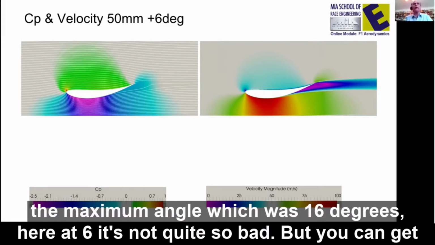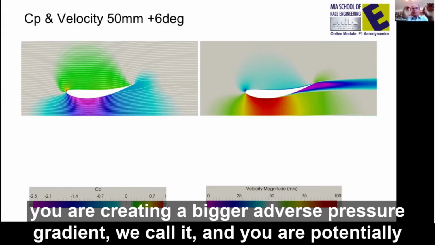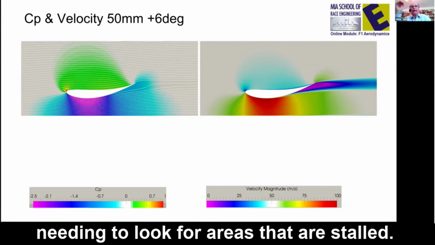Here at 6, it's not quite so bad, but you can get a feel for the concept that as you increase the angle of a wing, or bring it into ground effect, you are creating a bigger adverse pressure gradient, we call it, and you are potentially needing to look for areas that are stalled.